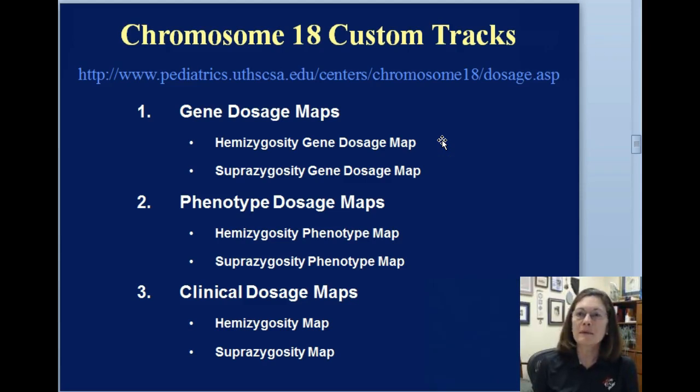The phenotype dosage maps are the phenotypes or the diseases or conditions that have been linked to chromosome 18 in some way by a variety of methodologies, but the exact gene that causes that has not yet been identified. So we want to know about the things associated with the region of chromosome 18, even though we don't know the exact gene yet. And then the last 2 maps are the clinical dosage maps.